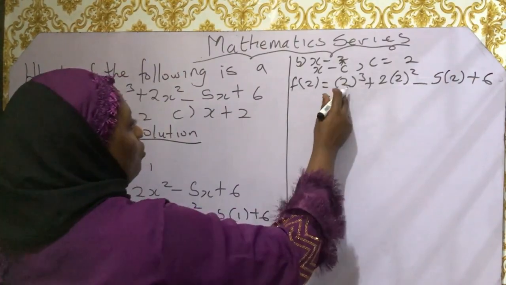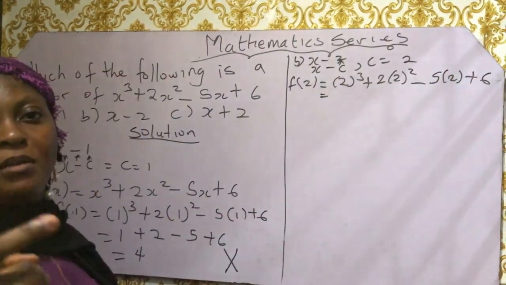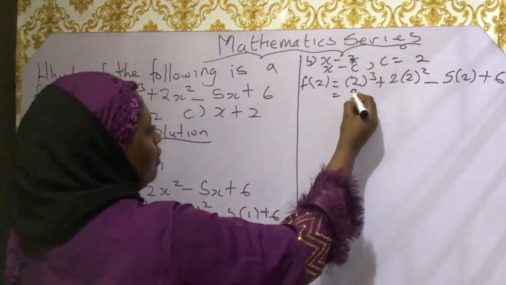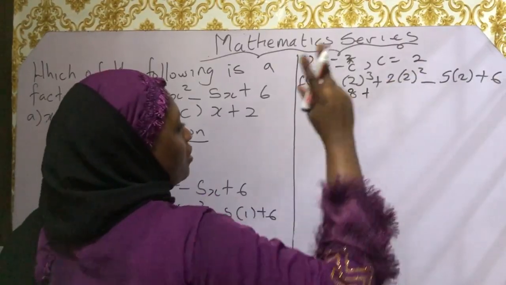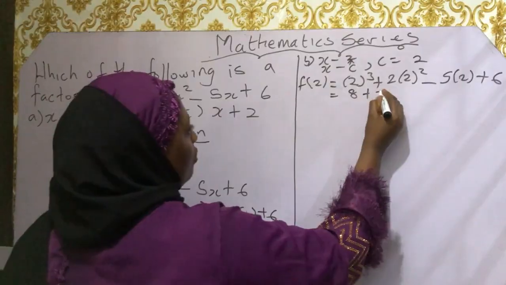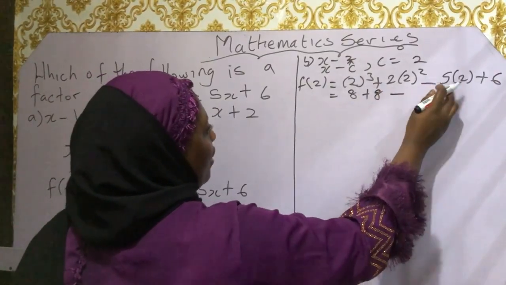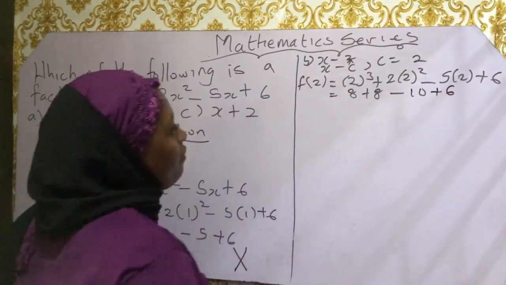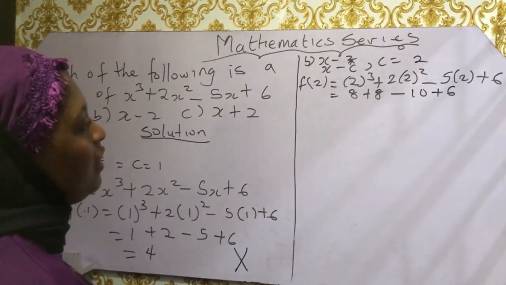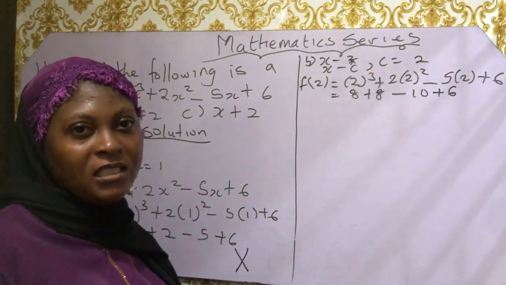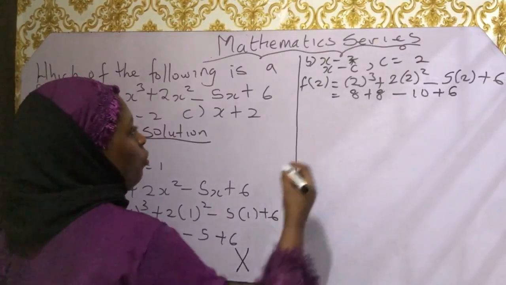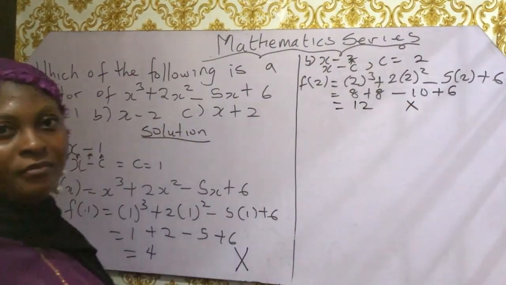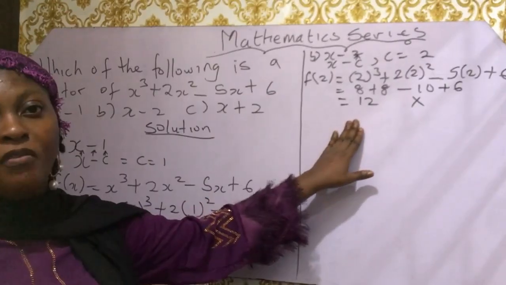So 2 cubed gives 2 times 2 times 2, that is 2 times 2, 4, 4 times 2, 8, plus 2 squared is 4, 2 times 2, 4, times 2, 8, minus 5 times 2 is 10, plus 6. So we have 8 plus 8, that is 16. 16 minus 10, that is 6. 6 plus 6, that is 12. This is not a factor because the remainder here is 12 and not 0.